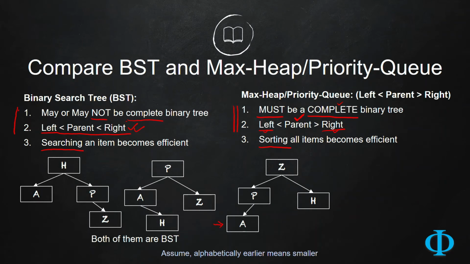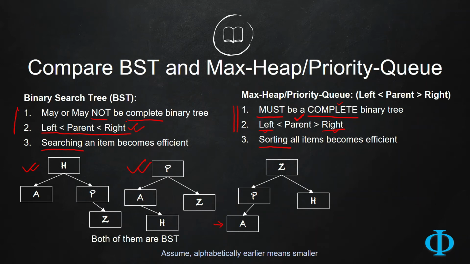Now let us try to analyze some example binary search trees and MaxHeaps to clarify the concept more. So both the trees in the left hand side, that is this one as well as this tree, both of them are an example of binary search tree because they follow this left less than parent less than right relationship, assuming alphabetically earlier nodes means it is smaller.